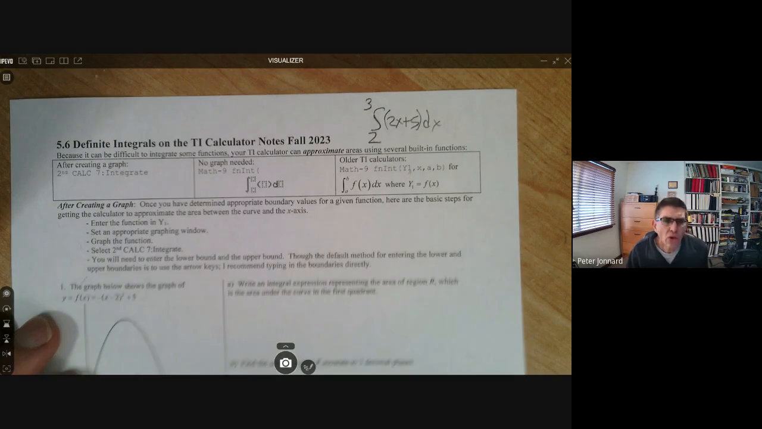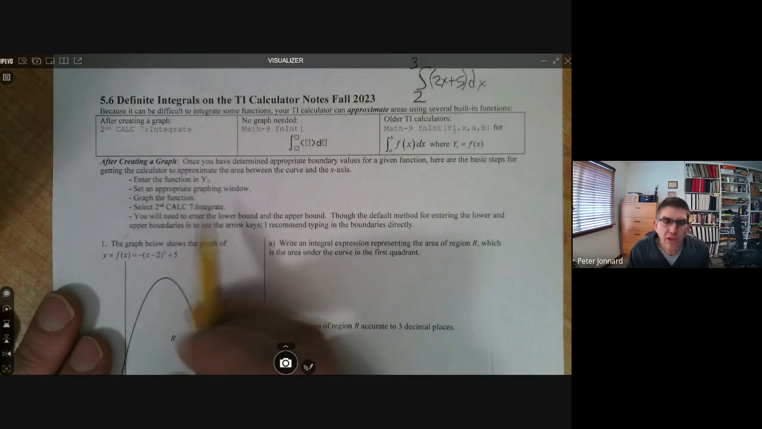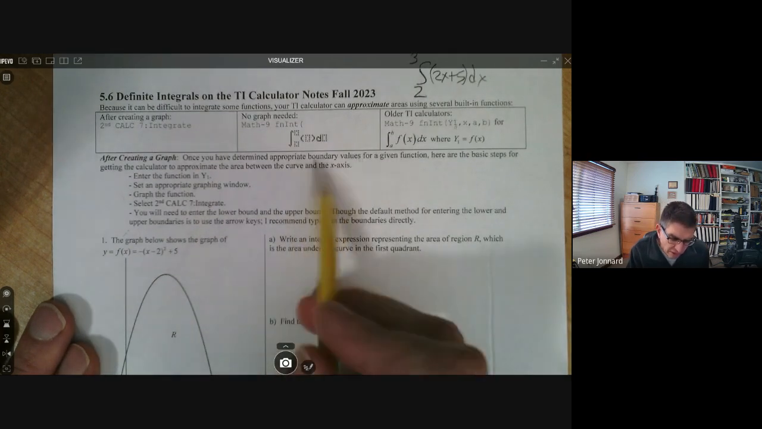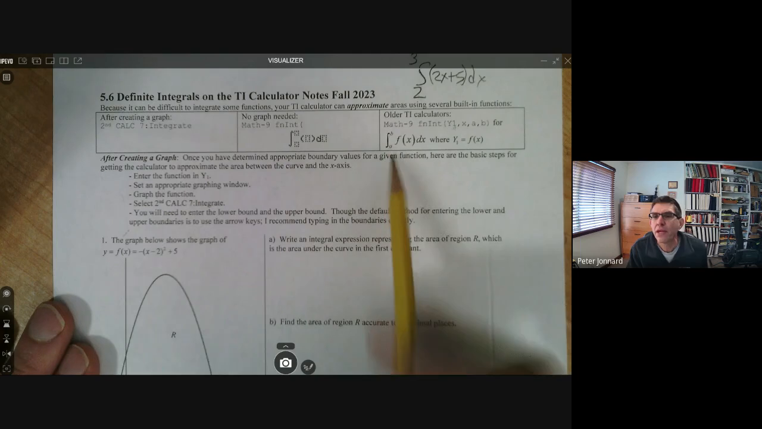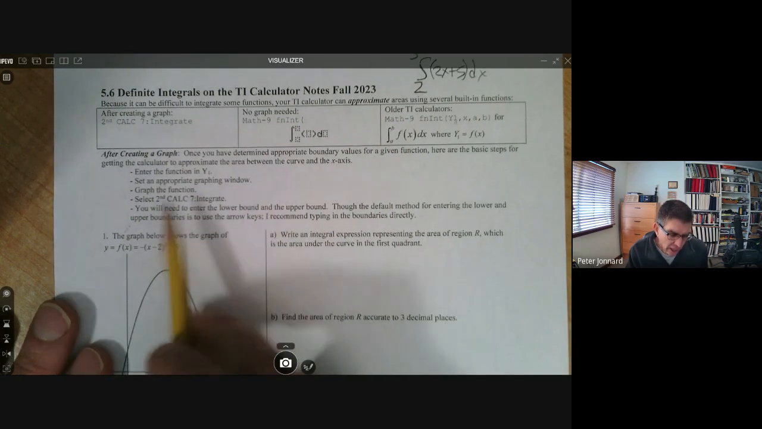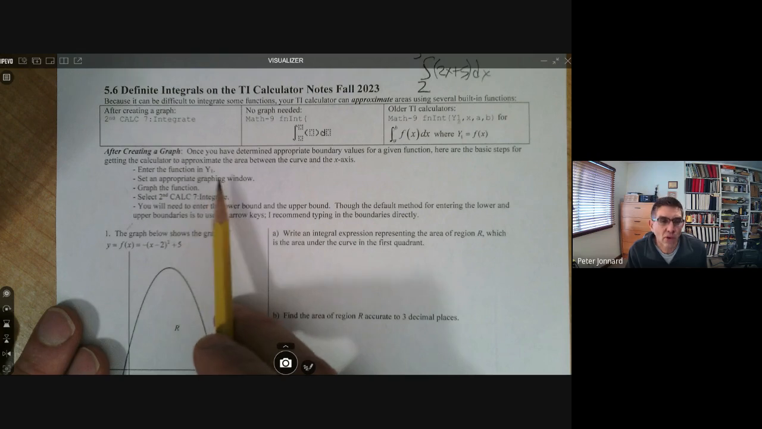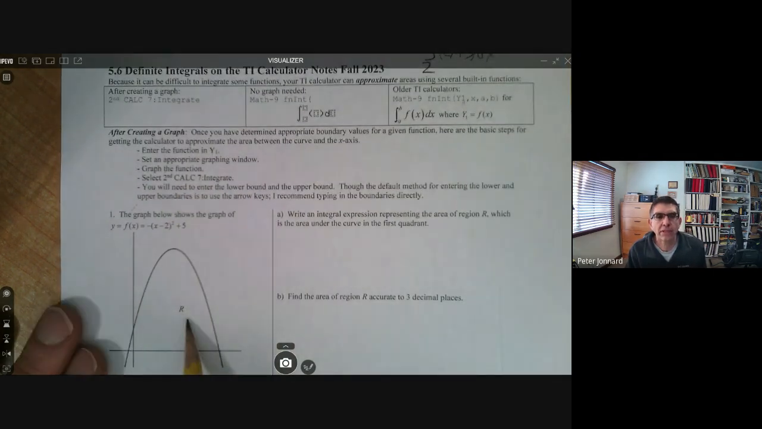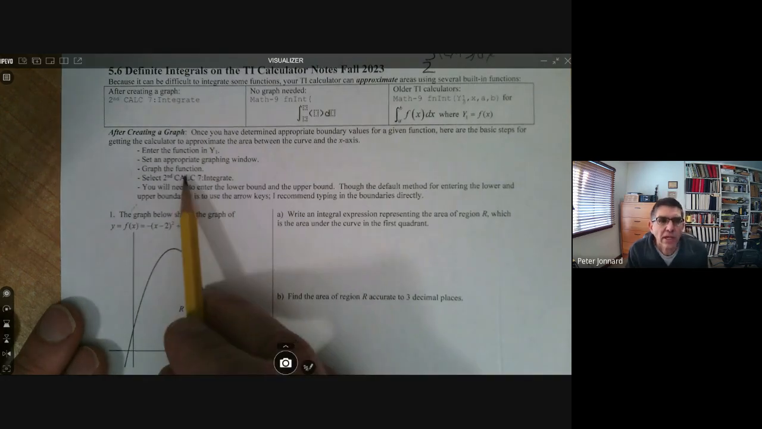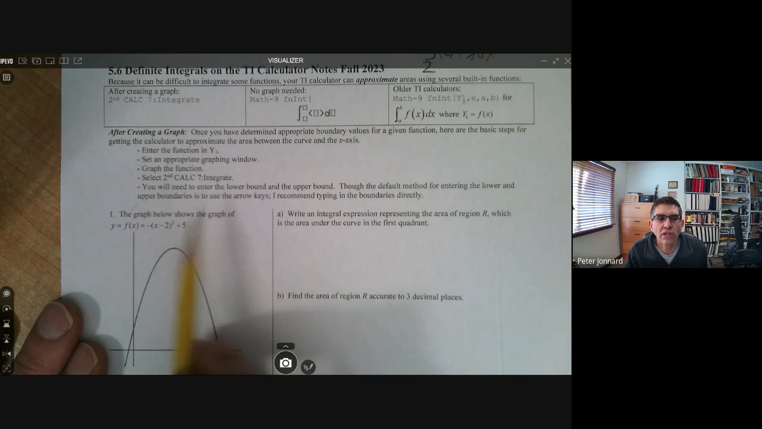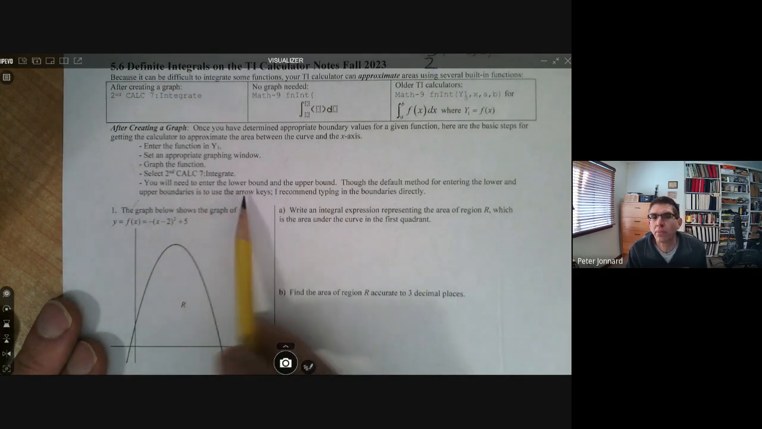Okay. So one way to do it is after you've created a graph, and what I like about this is you can actually see what's going on. Once you've determined appropriate boundary values for a given function, by boundary values I mean the upper and lower limits, a and b, here are the basic steps for getting the calculator to approximate the area. I would recommend you enter the function in y1 and set an appropriate graphing window. We're going to do an example down here. Graph the function, and then when you do second calc 7, integrate, it will do this for you, but it'll ask you for an upper and lower bound.